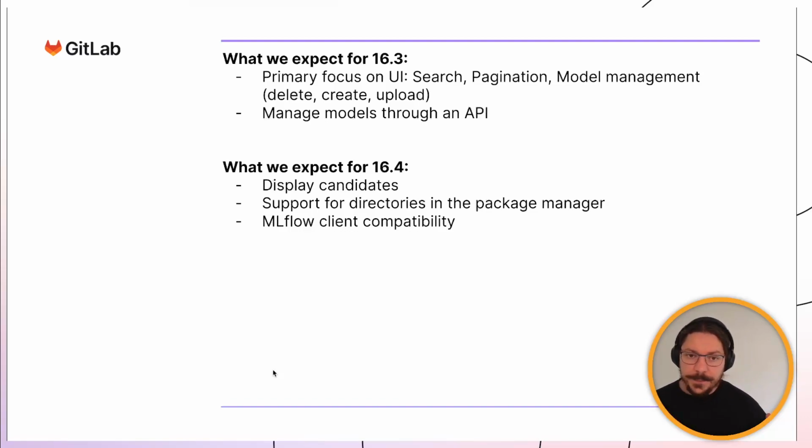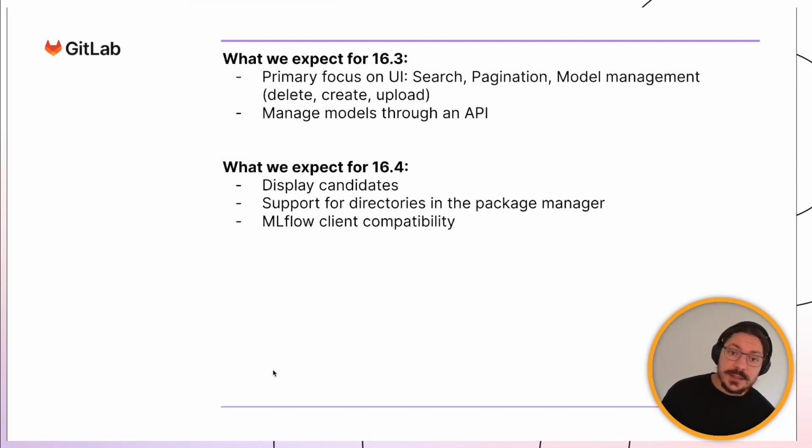For 16.4, we want to integrate our model experiments better into the model registry. So everything that we have developed for model experiments will become part of the model registry. Tracking the metadata, displaying the metadata, this will all be part of the model registry. We'll start thinking at this level about how to promote a candidate to a model version. So what does it mean? Should we trigger a new CI pipeline or just copy the metadata? What does it look like?